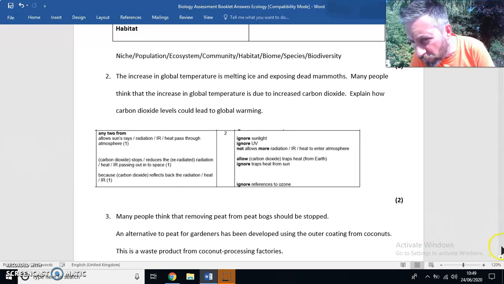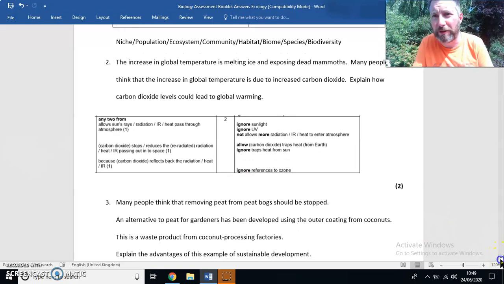Now I'm functionally blind now, so I'm trying to read that there. So here we go, right, scrolling.